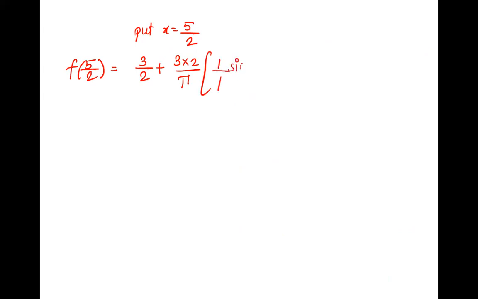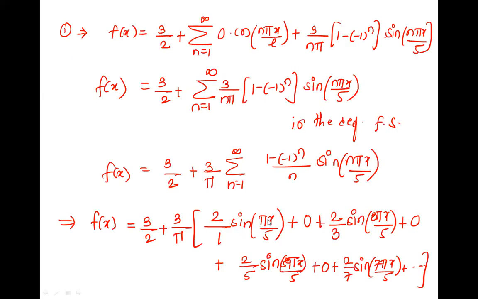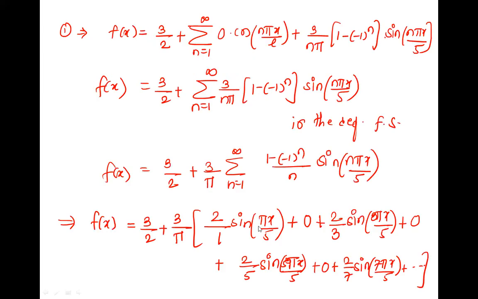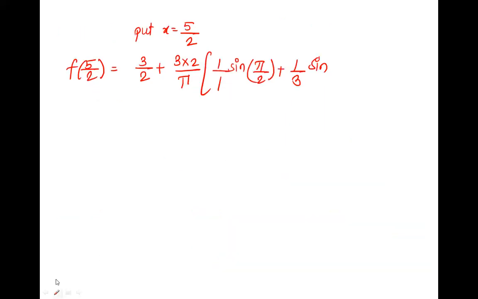into sine. Check here. 2 is out. 1 by 1 sine. If it is 5 by 2 here, 5 cancel, it is pi by 2. So I'll write here sine pi by 2. Next, it is 1 by 3 into sine. What is that? Sine. If it is 5 by 2, 5 cancel, 3 pi by 2 it is. Isn't it? Yes. Right. Next term will be 1 by 3 sine.